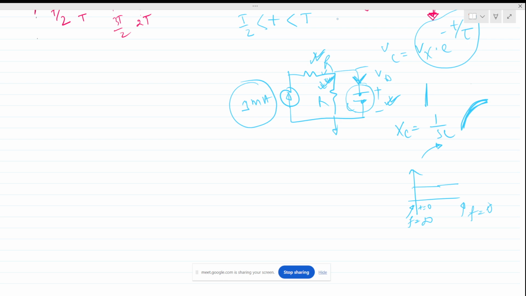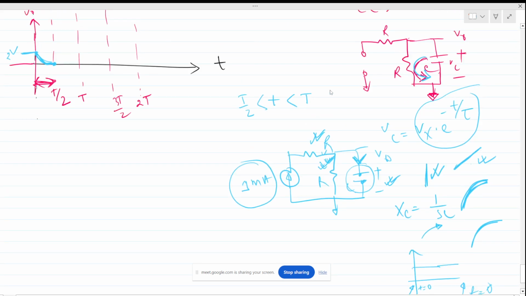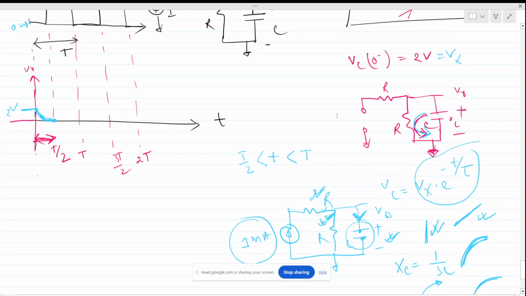So the charging cannot be linear as well. The charging here will be exponential only. Actually, we know that the charging will be exponential, but why not linear and why not a sudden jump? That is the intuition, and we can find it anyway, right? So now it will charge exponentially.